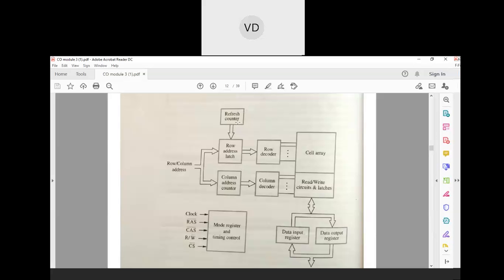So by itself, automatically, it will start providing the address from 0, 1, 2, 3, 4 up to all the groups. So this refresh counter is used for giving the column address. For giving the column address sequentially, we are having this refresh counter. Then everything else is the same here.